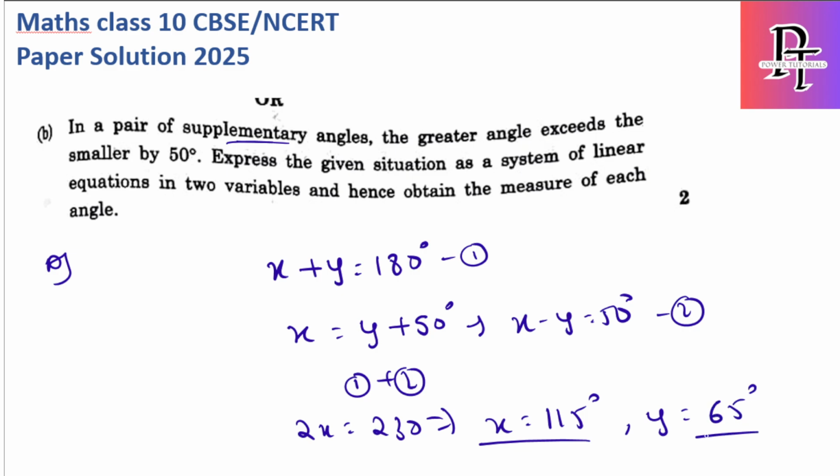This is also easy, just a 2 marks question, so both don't make much difference, but still make sure to select the one which is easier and less lengthy than the other question. So here the answer is: one angle is 115 degrees and the second angle is 65 degrees.